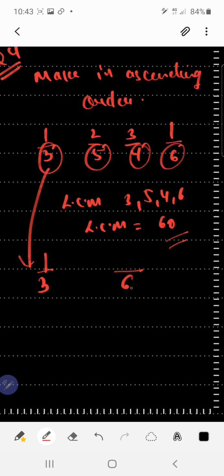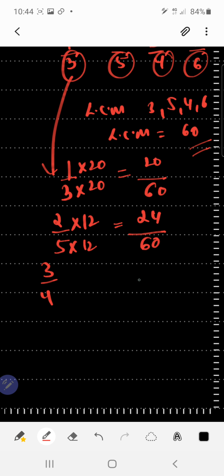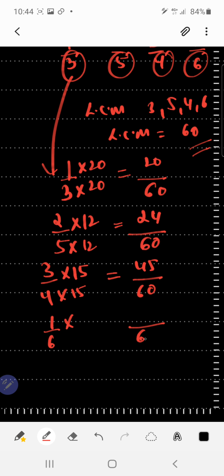I'll make first fraction's denominator 60. What I'll multiply? 20 to make it 60. So my first fraction is 20 upon 60. Second fraction 2 upon 5. I want the denominator 60. I'll multiply with 12 on both the sides, that is numerator and denominator. I'll get 24 upon 60. Third is 3 upon 4. To make it 60, I'll multiply with 15 on both the sides and I will get 45 upon 60. And the fourth fraction, that is 1 upon 6. To make it 60, I'll multiply with 10 on both the sides and I'll get 10 upon 60.